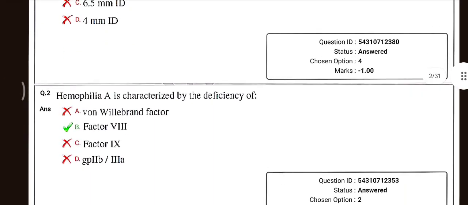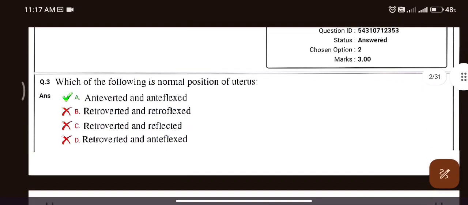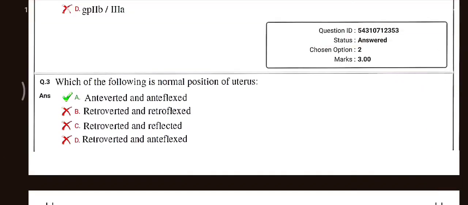Hemophilia is characterized by a deficiency of factor 8. Which of the following is the normal position of the uterus? We all know the normal position of the uterus is anteverted and anteflexed.